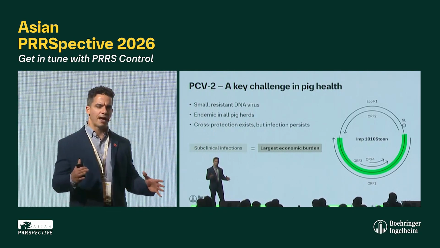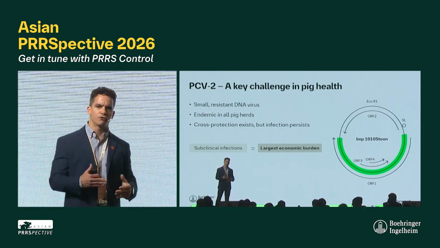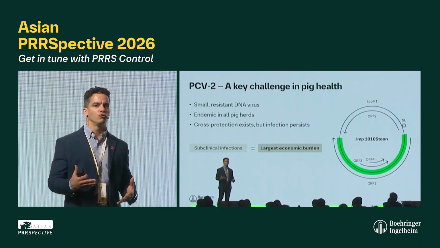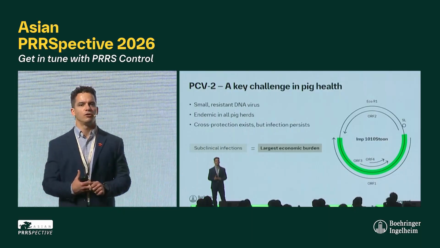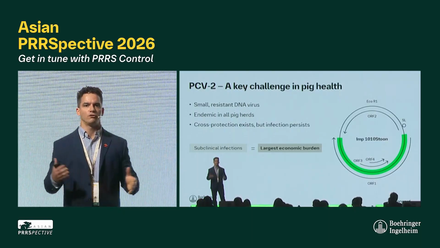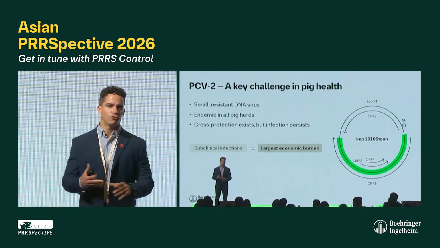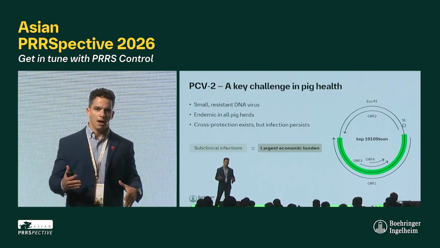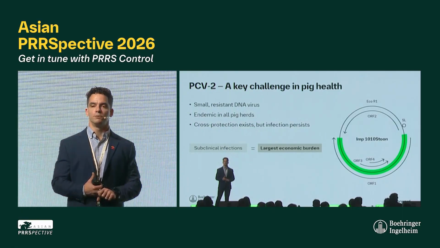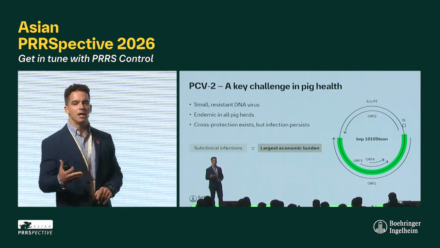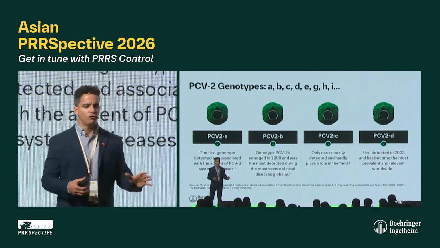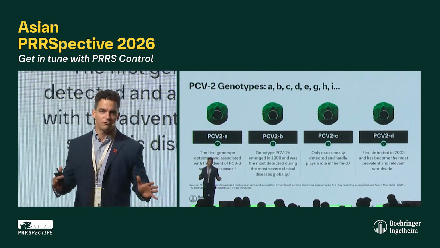There are different genotypes. We'll be talking a little bit about those, but there's cross-protection among those different genotypes. One thing that's important to know as well, especially today, since vaccines have been deployed to the market, is that one of the main issues that we have is subclinical infection. We have to be aware of that, because most of the economic burden related to PCV2 may be coming from subclinical infections.